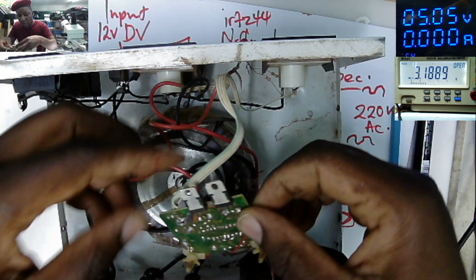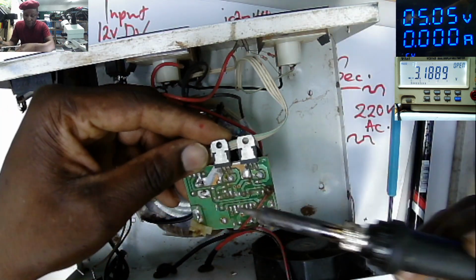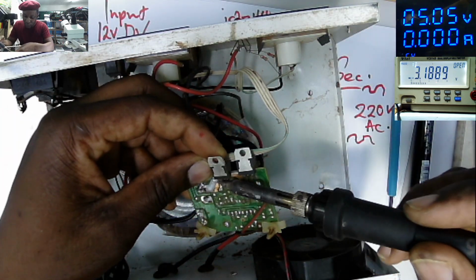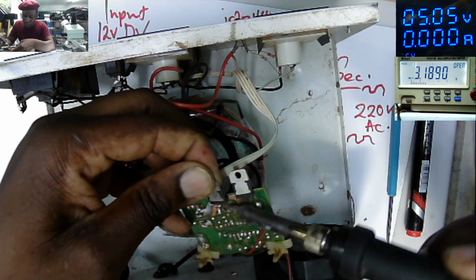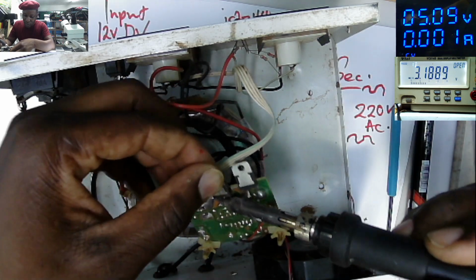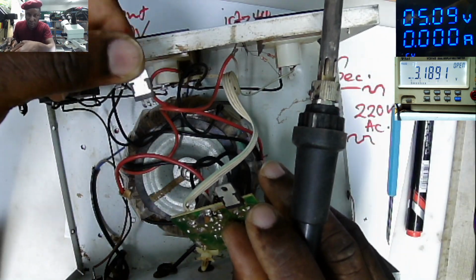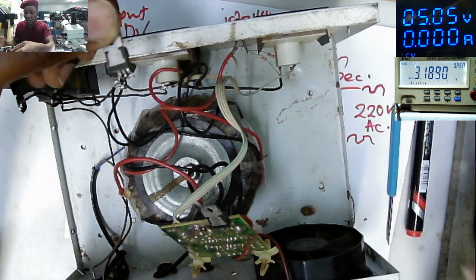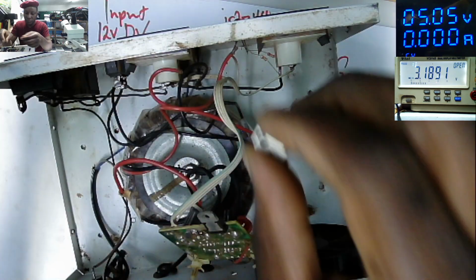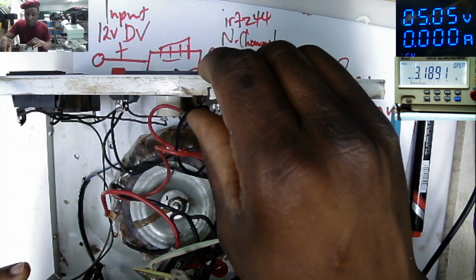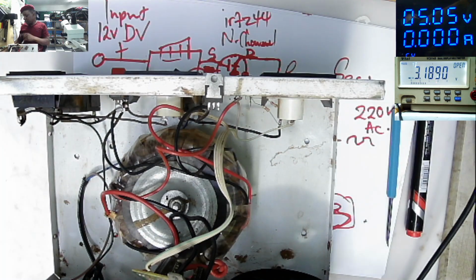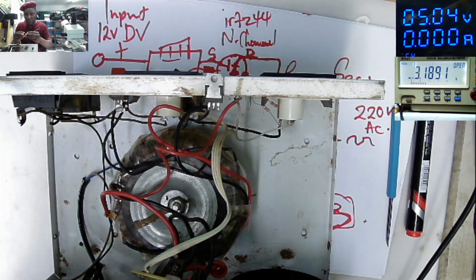But let's take down that MOSFET quickly. This one, let's take it down. As easy as that. So what I will do, the MOSFET, I'll stick it here. Let's check this MOSFET off the circuit.